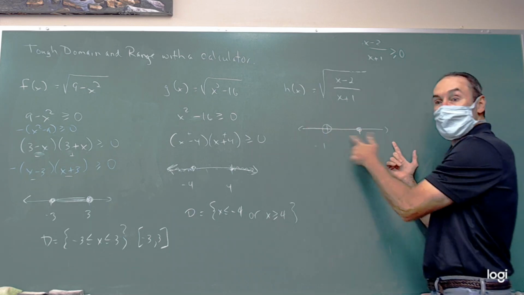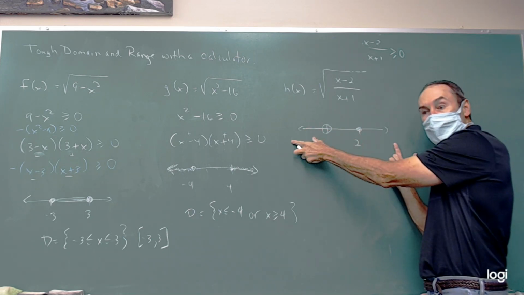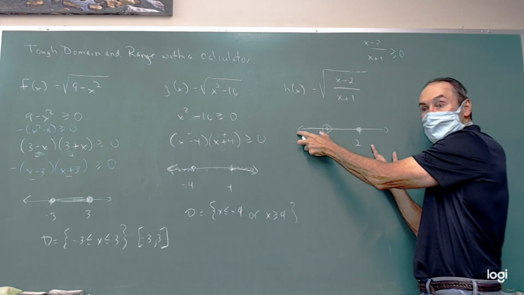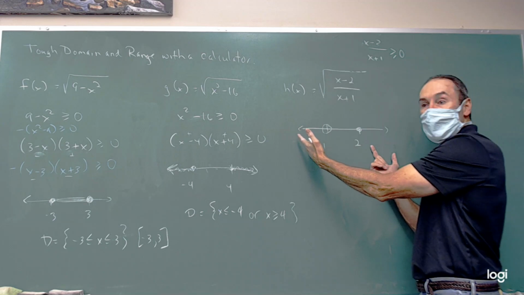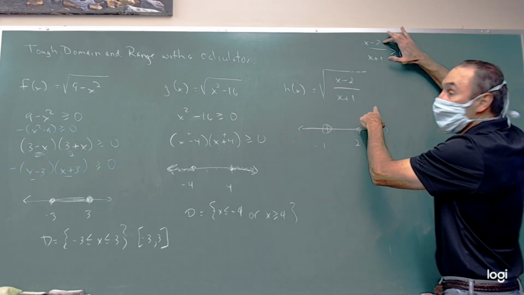Now we have the same thing. At these places, this could change from positive to negative or negative to positive. So we have to test these regions. So I'm going to check the left region. What do you want to use? Negative 2 is good. Now, we're looking at numerator, denominator.